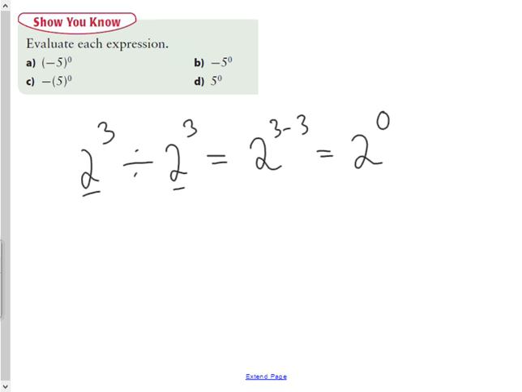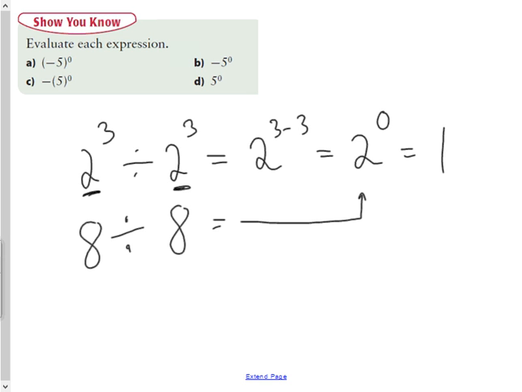But if I go back into the original question, 2 cubed divided by 2 cubed, and look at it in standard form, I would have 8 divided by itself, or a power divided by its exact same self. In this case, 8 divided by 8. And we all know that 8 divided by 8 equals 1. So therefore, 2 to the exponent of 0 has a standard form value of 1.